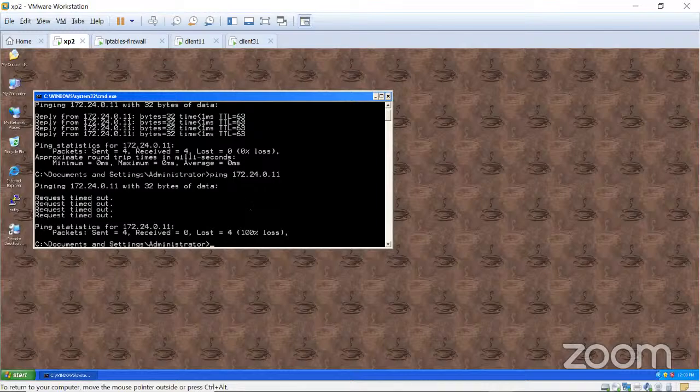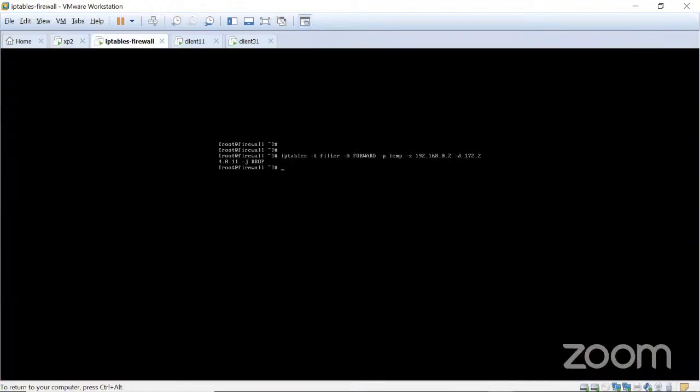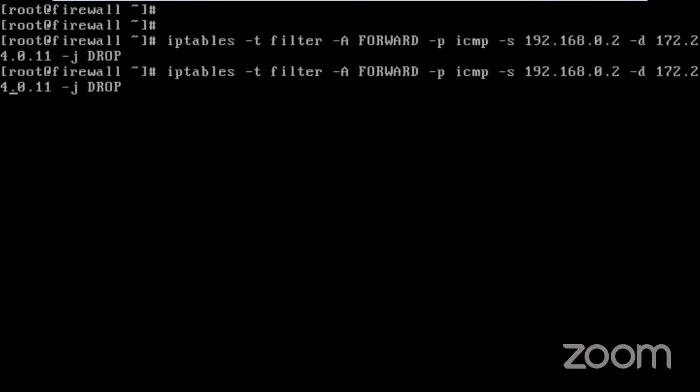So now it is not working. That means mostly in organizations, they will be using this forward type of rule. Now I want to delete this rule. So how am I going to delete it? Either flush or delete the rule.